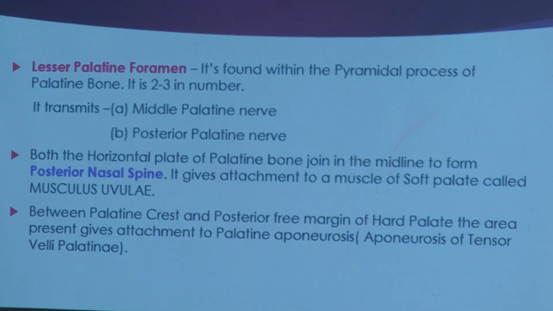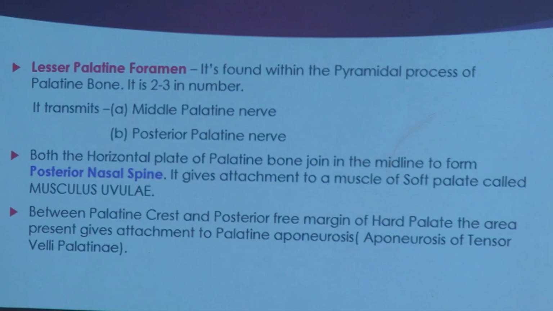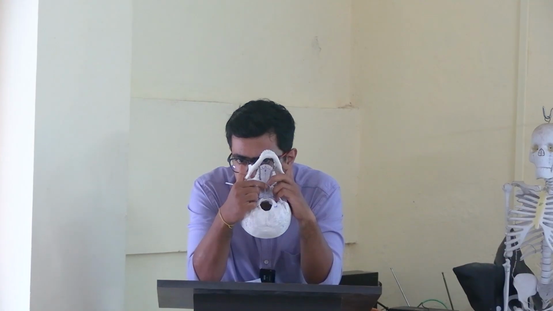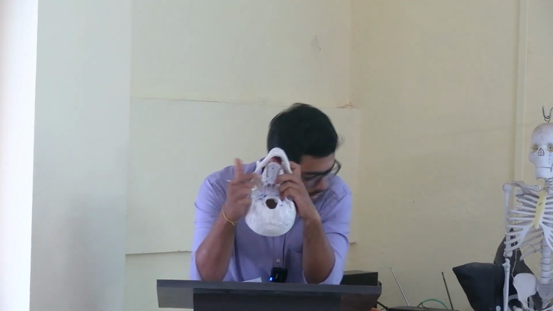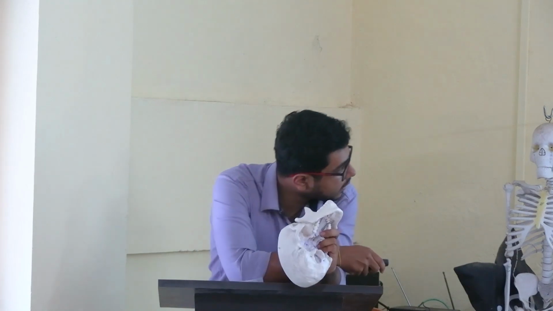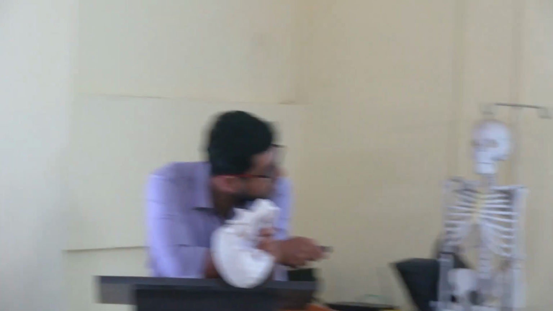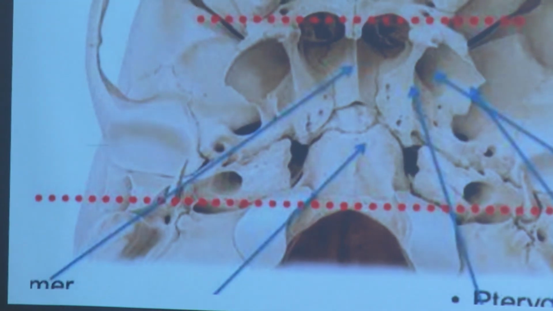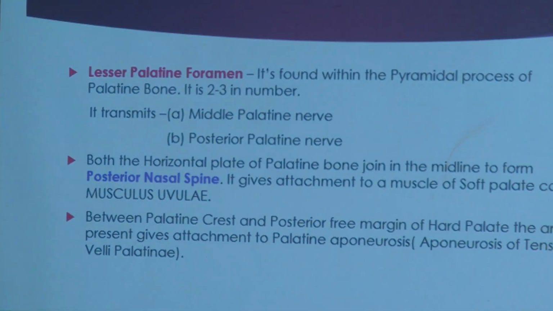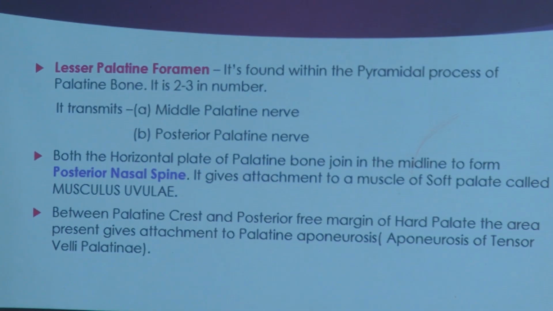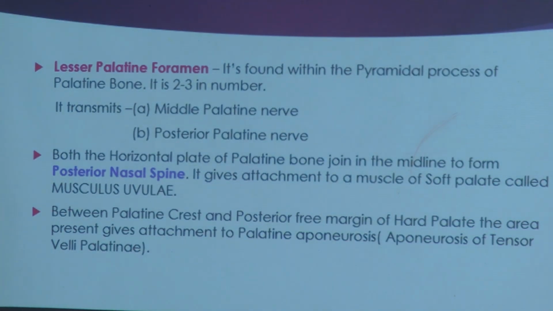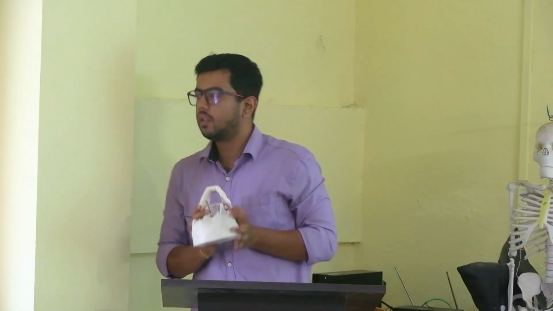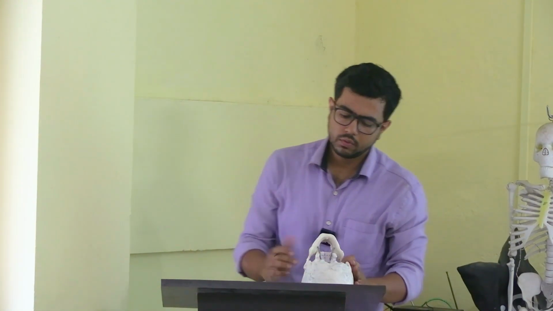And one last thing, there is this left and right horizontal plate of palatine bone. They join in the middle. Okay, this one is called the posterior nasal spine. It gives attachment to a muscle of the soft palate, musculus uvulae. Okay, and this was about the first part, the anterior part of Norma Basalis, and it was the easiest part.